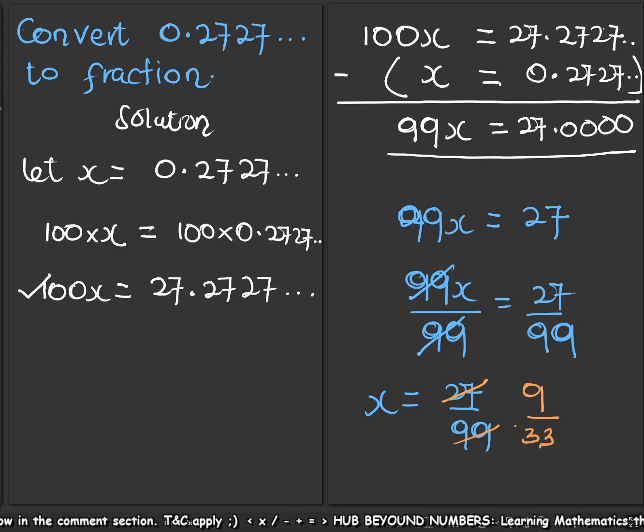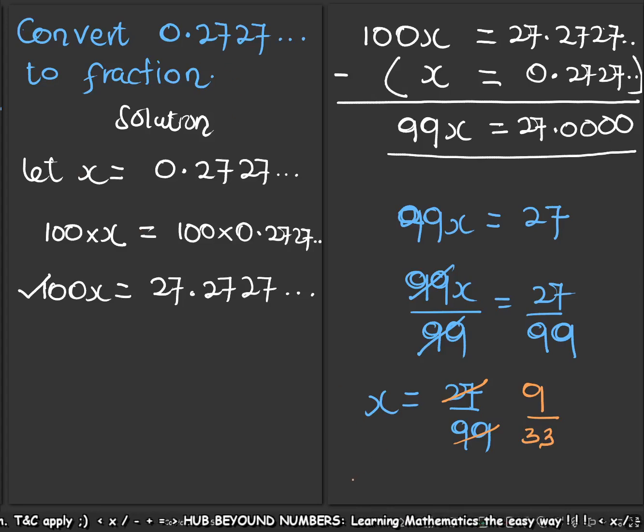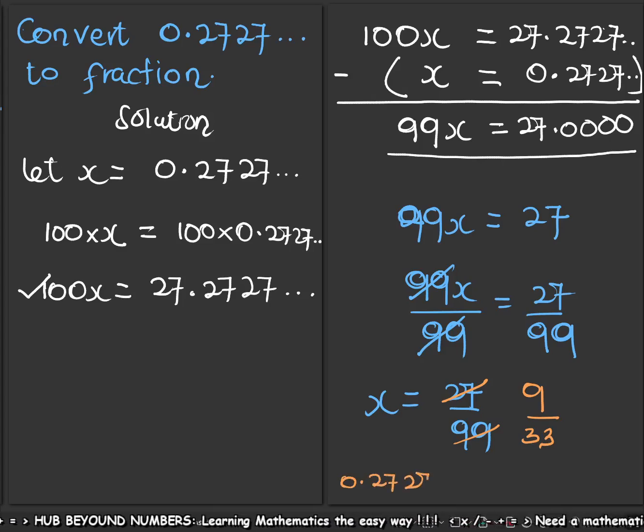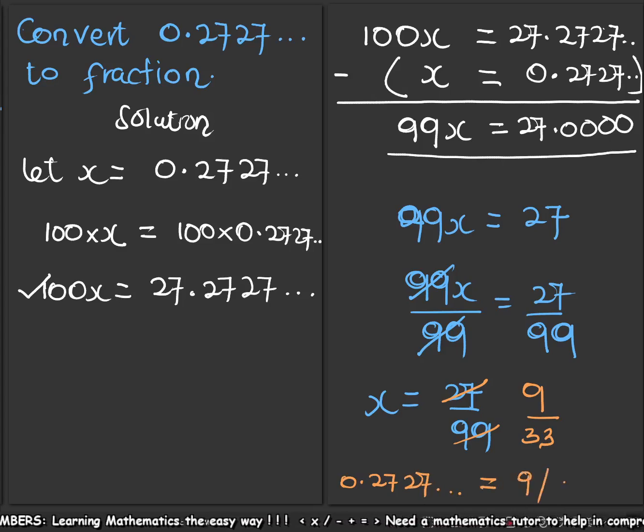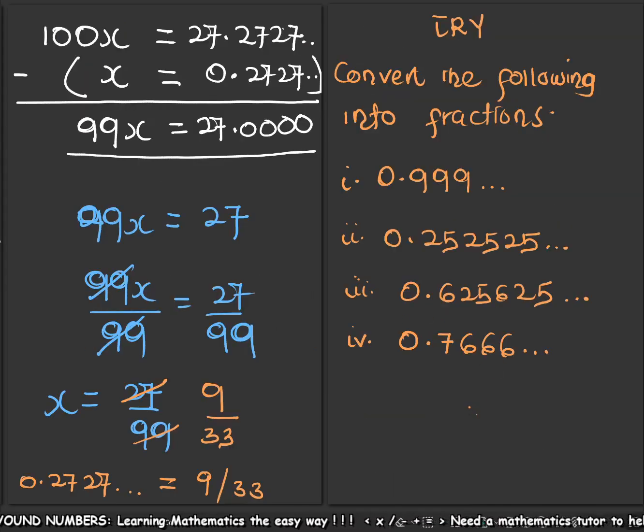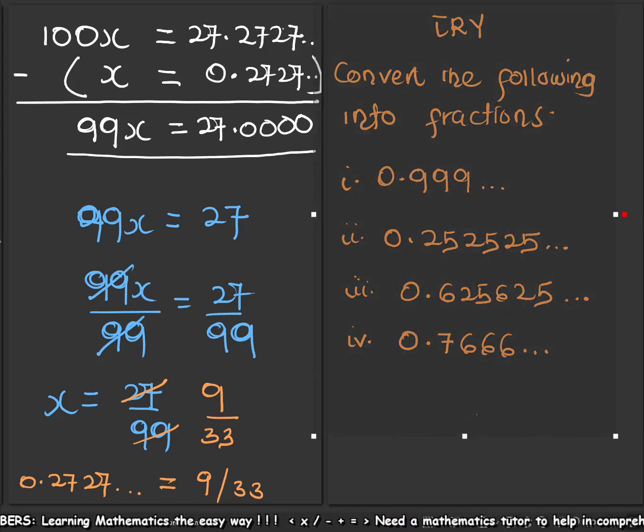You see, so it simply means that the decimal, which was 0.2727, which recurs, is equal to the fraction 9 over what? 33. As simple as that. So this is how far this video or this lesson is going to be. Now I'll give some trial work just to test your understanding. These are some questions you can try here to test your understanding.